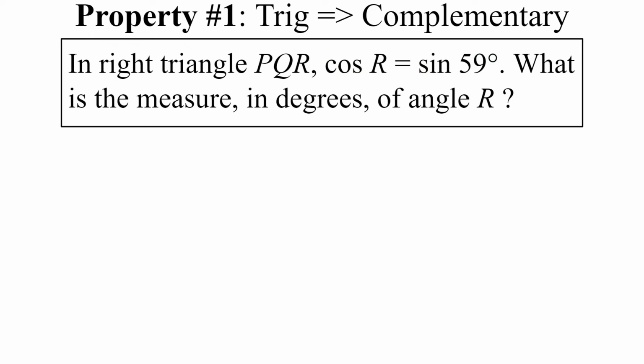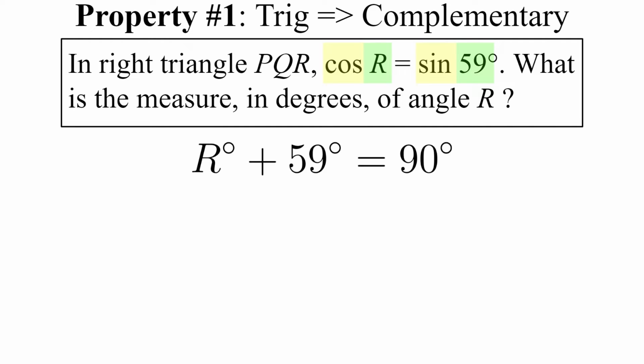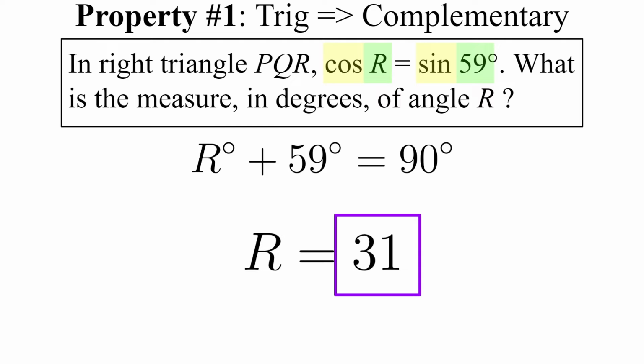Great. Okay, same kind of idea here. I see cosine is equal to sine. That means the things on the inside must add up to 90. So I'm going to write down r plus 59 is equal to 90. Subtract 59 from both sides, and we get r is equal to 31. So that would be our answer for this one, 31. Great.